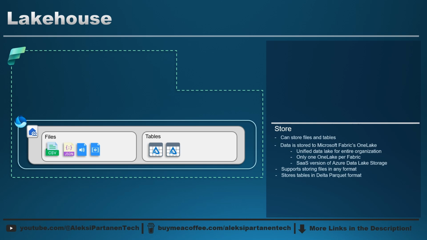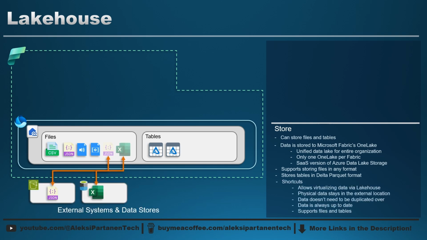One cool thing about the Lakehouse is that it has some very nice data virtualization capabilities. This means that we can use Lakehouse to access data that is physically sitting in some external system or data store. This technology is called Shortcut, and we can create shortcuts to, for example, an AWS S3 bucket or Azure Data Lake, and bring data to Lakehouse and Fabric using this method.